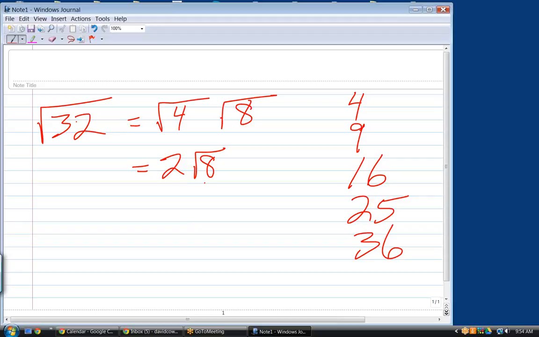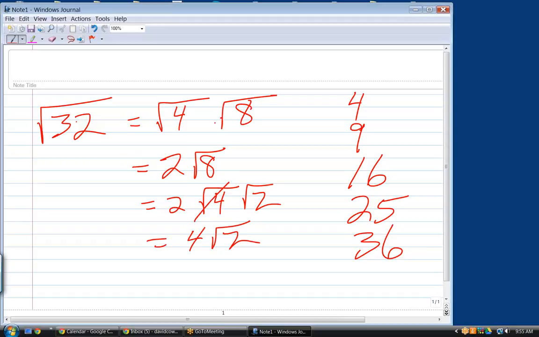However, root 8 isn't simplified. A number is only simplified if it can't be broken down further. Notice that root 8 is, again, root 4 times another root 2. You with me? This becomes a 2. 2 times 2 is 4. And there's my answer: 4 root 2.